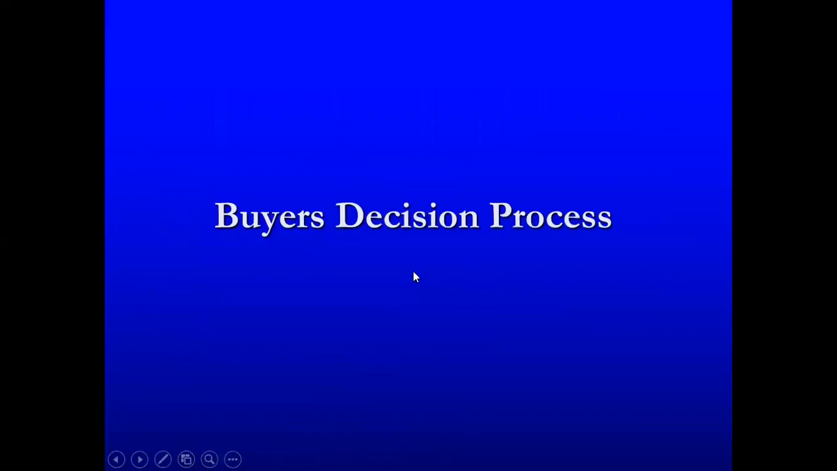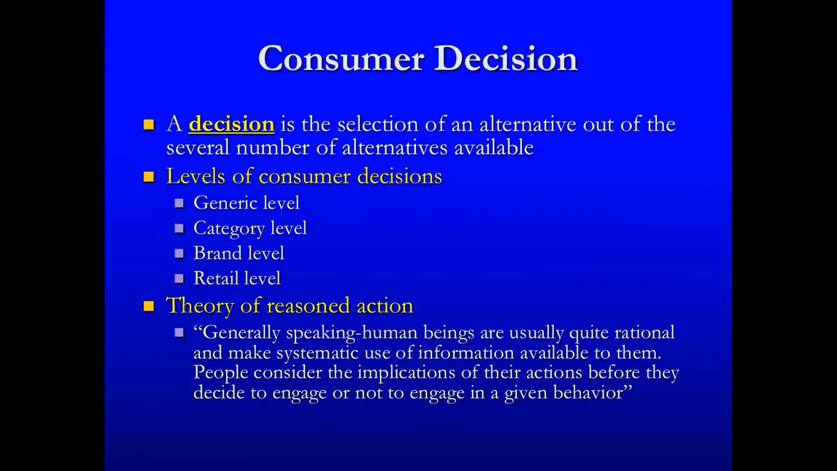Now finally, let us see the decision process. A decision is a selection of an alternative out of the several alternatives available. Levels of consumer decisions are at these levels. We have seen already that at the highest level or generic level, then at the category level, then at the brand level, and then finally at the retail level.